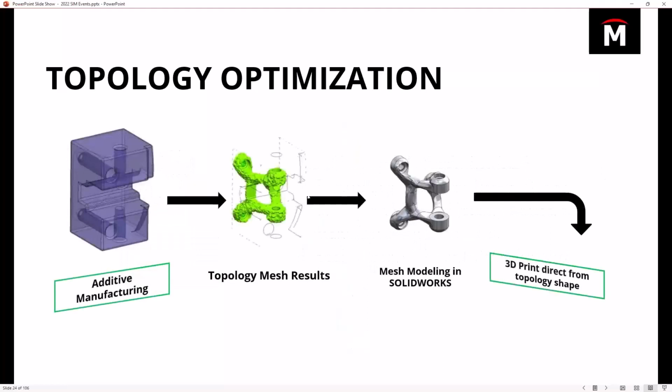So this is the workflows I'm talking about. Start with something that's really overly bulked, get your topology result, and just display that result on top of your overbulked model and start carving away at it like it's clay to come up with something that you can manufacture. Or skip that step, get your result, 3D print it, cast it.